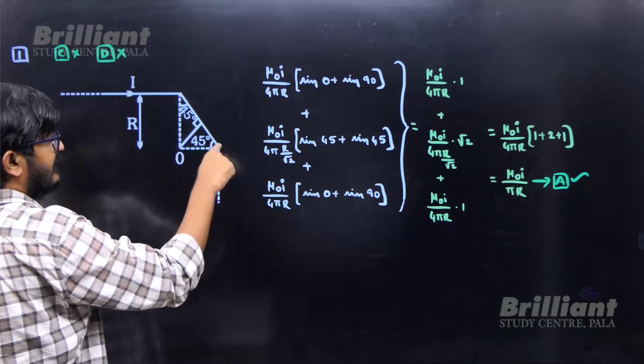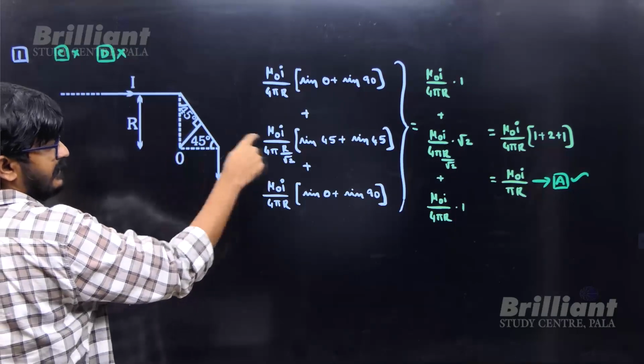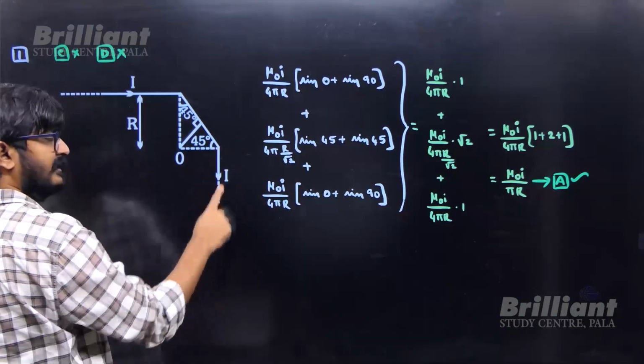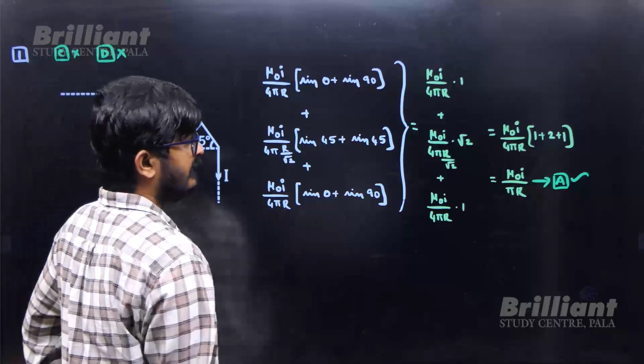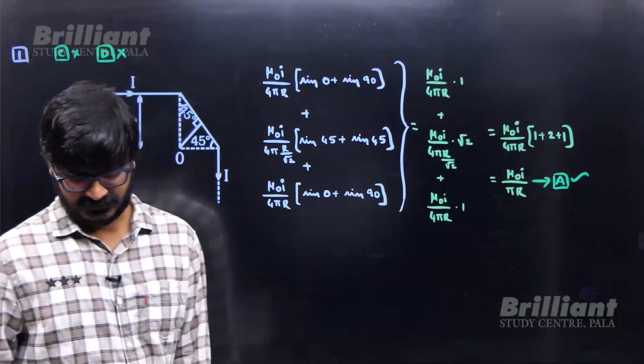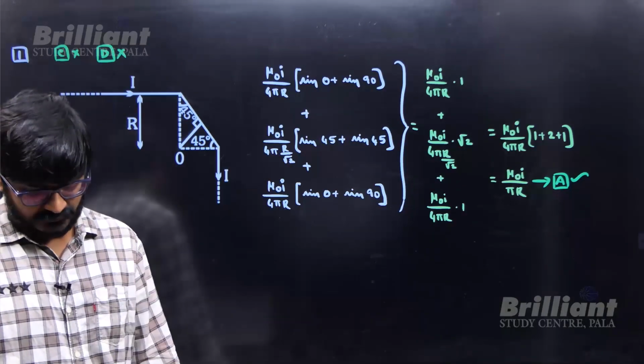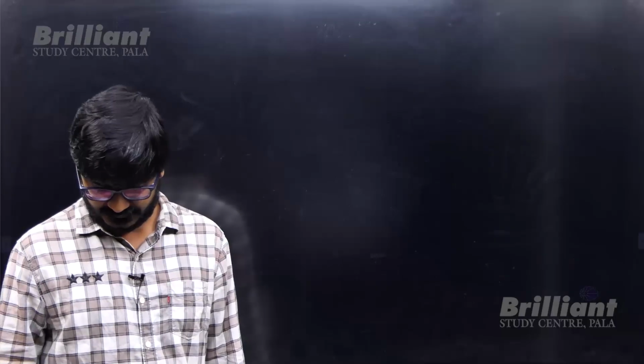So mu naught I by 4 pi into this distance into sin 45 plus sin 45. Now again this is a semi-infinite wire, so mu naught I by 4 pi r. So you need to add all those and you need to get the required result, right? So this entire question is based only on the field due to a finite wire.